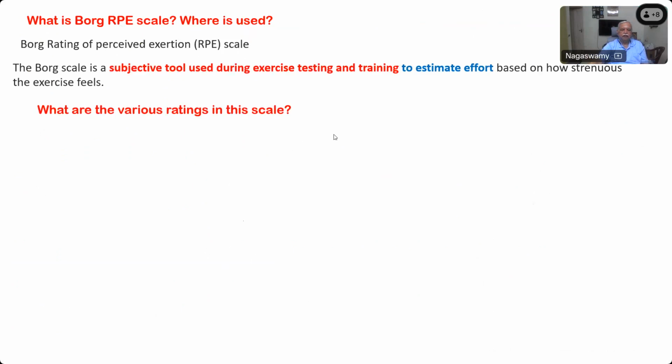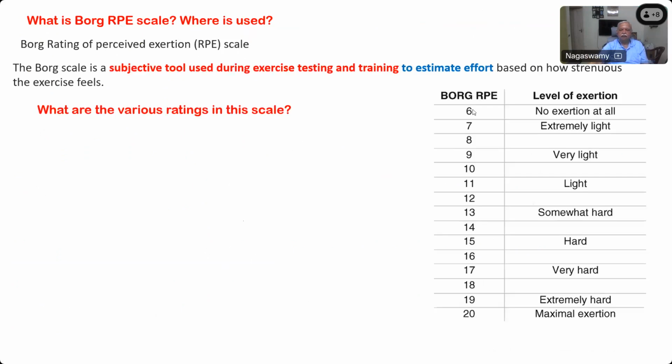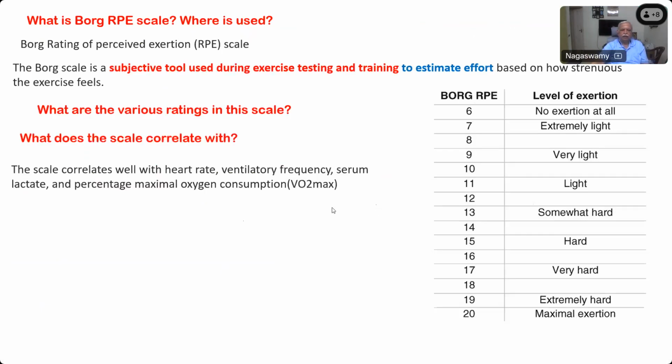The various ratings in the scale are from 6 to 20: no exertion, maximal exertion at 20, in between light, somewhat hard, very hard like that. What does the scale correlate with? It correlates with heart rate, ventilatory frequency, serum lactate, percentage of maximal oxygen consumption.